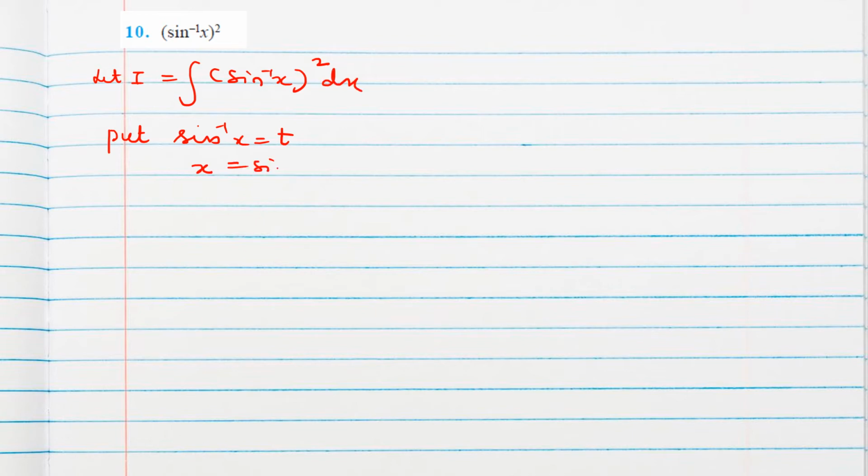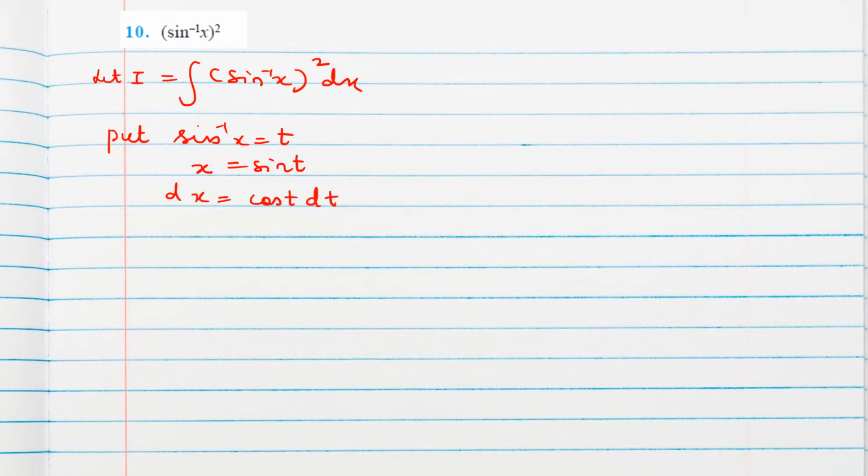So here we have sine inverse x whole square. First, let the integral be I. This is not the product of two functions, is it? So we will do a substitution here. Put sine inverse x as t. So x will be sine t, so dx will be cos t dt.